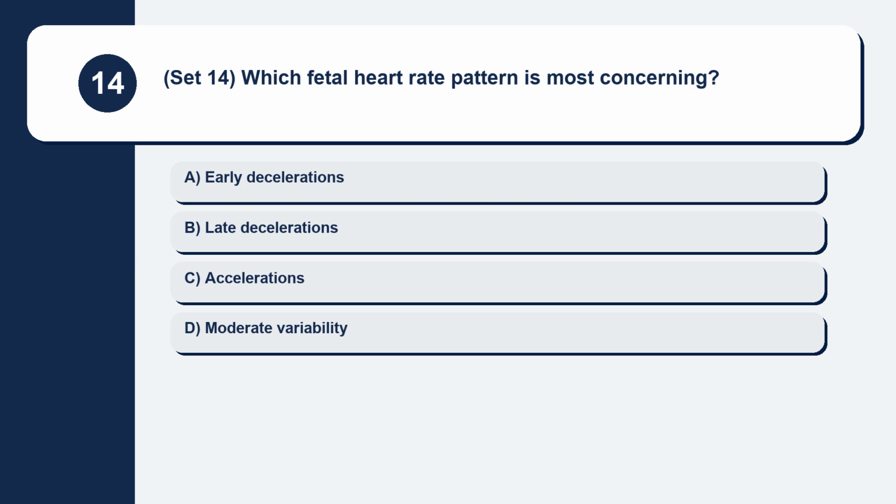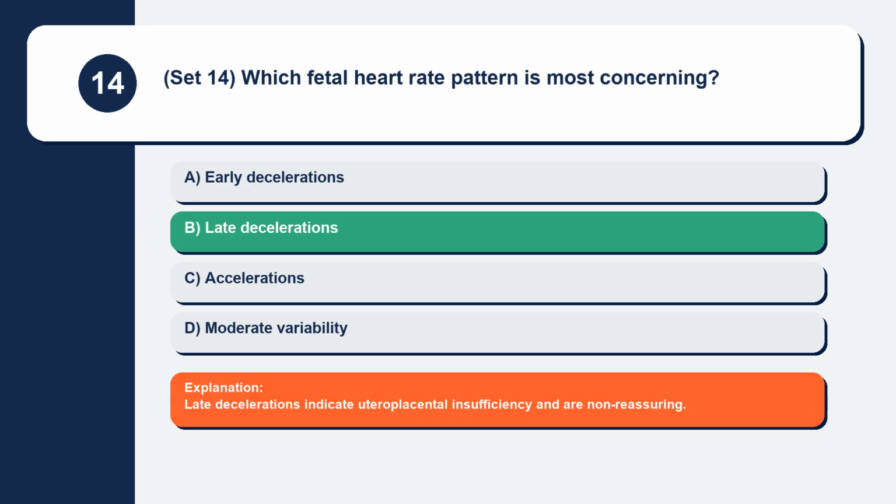Question 14. Set 14. Which fetal heart rate pattern is most concerning? Early decelerations, late decelerations, accelerations, moderate variability. Late decelerations indicate uteroplacental insufficiency and are non-reassuring.